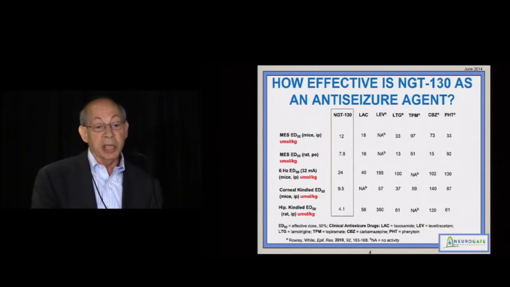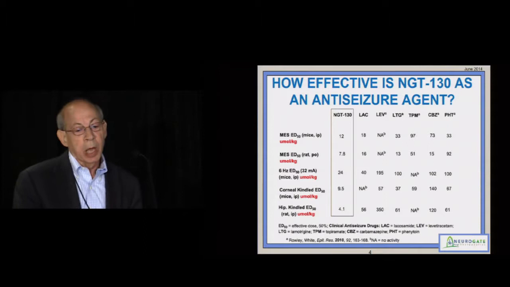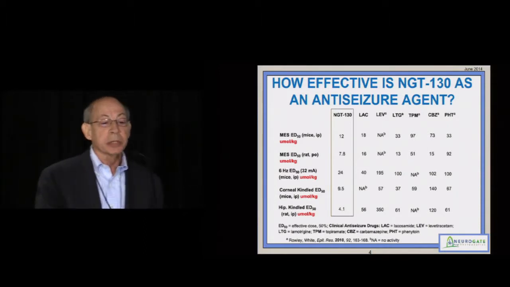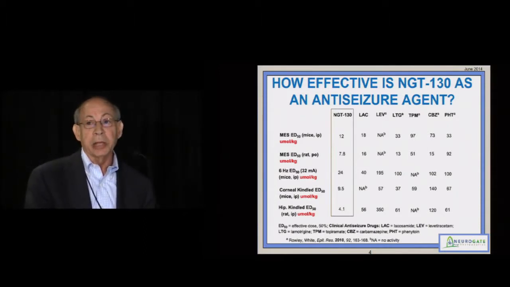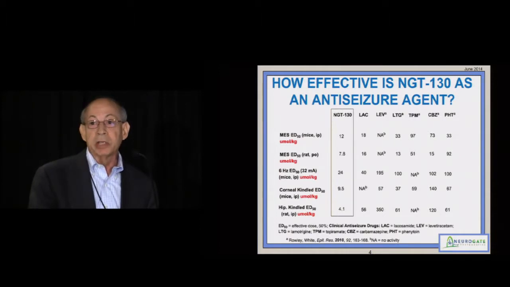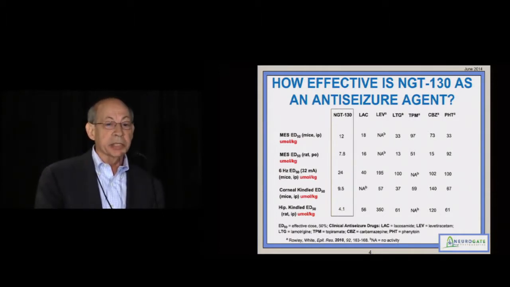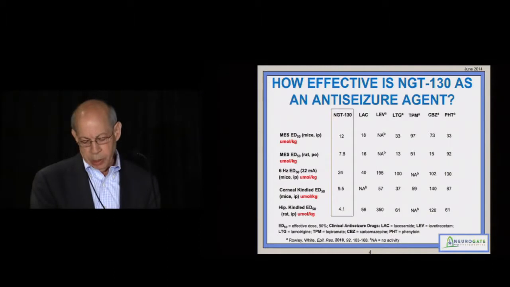And you see that, again, the lower the value, the better. 130 outperformed all these compounds in all the tests shown here. We are particularly interested in the hippocampal kindled seizure model, and you see that 130 is more than 14 times more effective than any of the other ASCs on the list here.